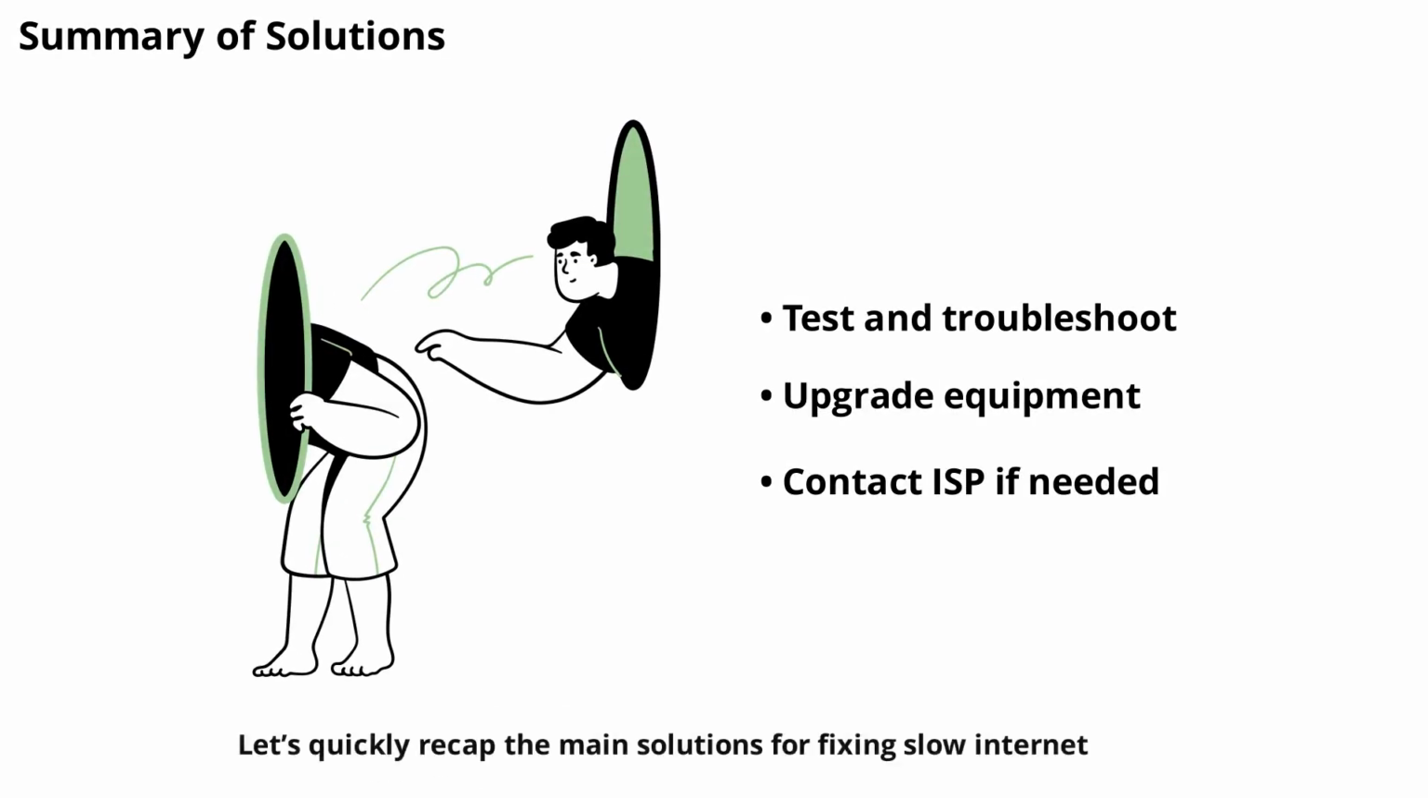Let's quickly recap the main solutions for fixing slow internet. Test your speed, check your equipment, reduce interference, limit bandwidth-heavy activities, secure your network, and contact your ISP if needed. With these steps, you can tackle most common internet speed problems and enjoy a smoother online experience.